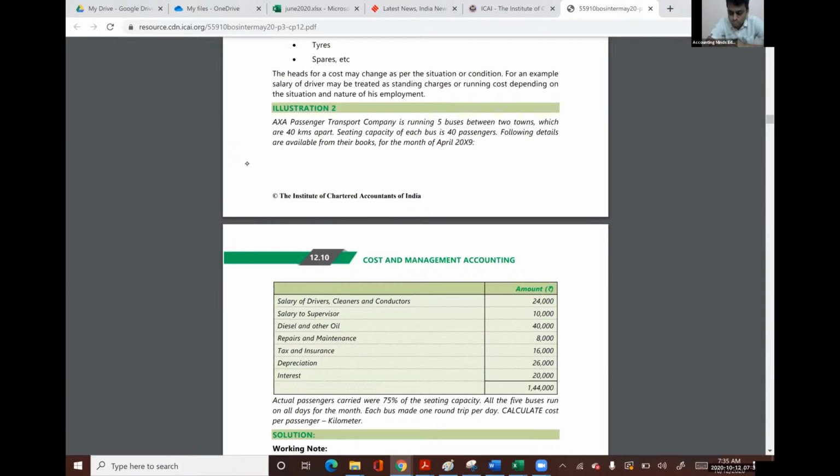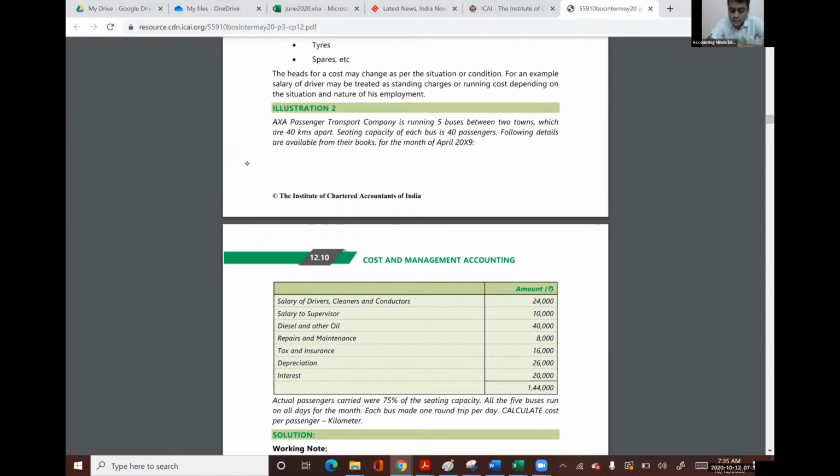5 into 40 into 40 into 30. 30 days in a month. 4,80,000, sir. 75% seating capacity, so we should do. Right.